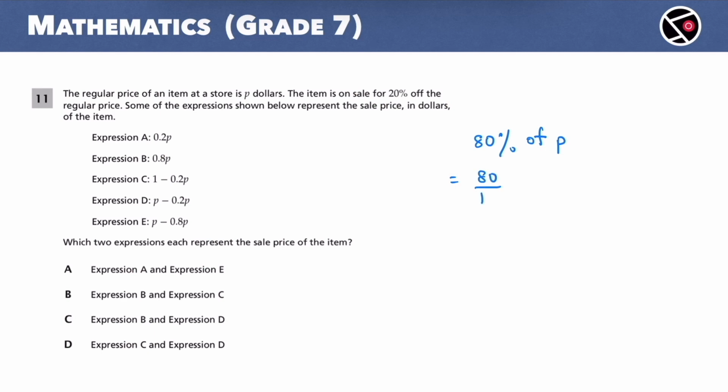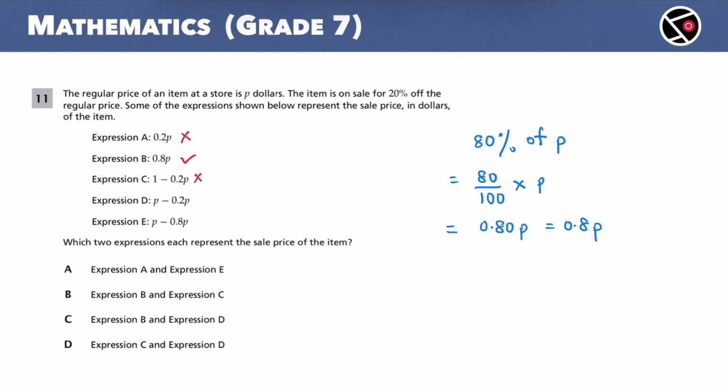Percent is 1/100, of is multiply P. 80 divided by 100 is 0.80 P, or simply 0.8 P. Expression A is 0.2 P. That is incorrect. Next we have 0.8 P, which is correct. Then we have 1 minus 0.2 P. This makes no sense. Incorrect.